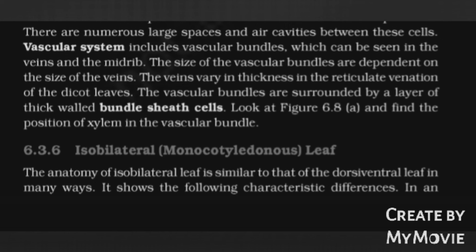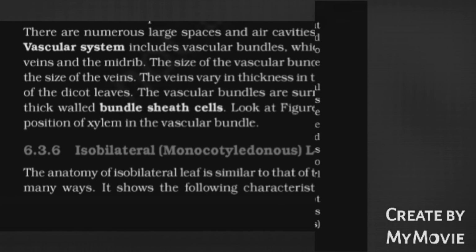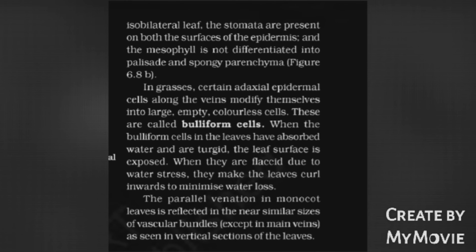Isobilateral or monocotyledonous leaf. The anatomy of isobilateral leaf is similar to that of dorsiventral leaf in many ways. It shows the following characteristic differences. In an isobilateral leaf, the stomata are present on both the surfaces of the epidermis, and the mesophyll is not differentiated into palisade and spongy parenchyma. In grasses, certain adaxial epidermal cells along with veins modify themselves into large empty colorless cells. These are called bulliform cells.